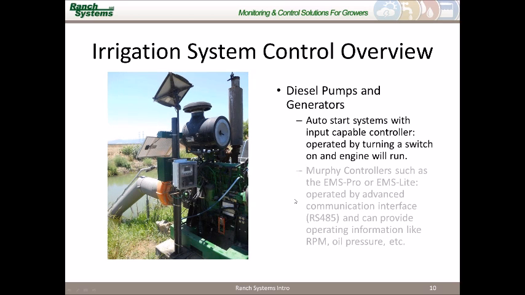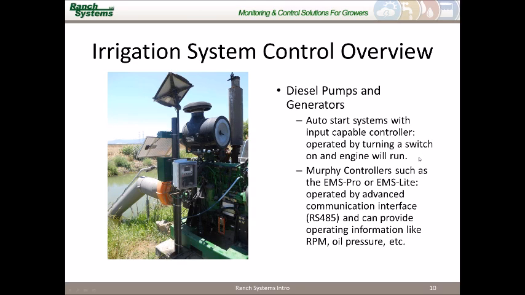The other way of controlling your irrigation system, with diesel pumps and generators, is generally with auto start systems with an input capable controller. Just like the electric start and stop, this is a relay, which is a switch in a sense, and when this switch is turned on, the engine will run, and when it's turned off, the engine will stop, and the auto start controller ramps down the pump and does everything that needs to be done. That's the most basic way of doing this.